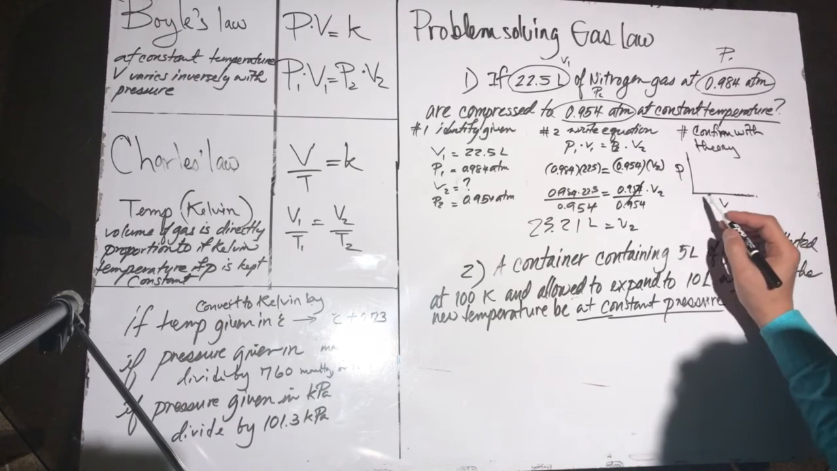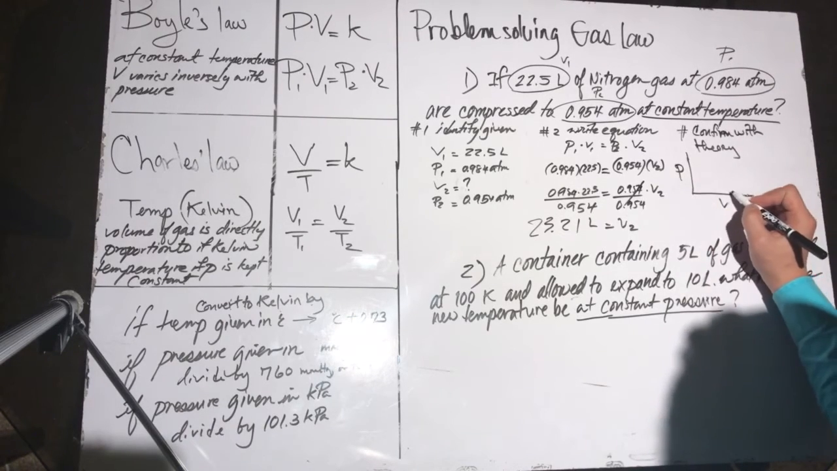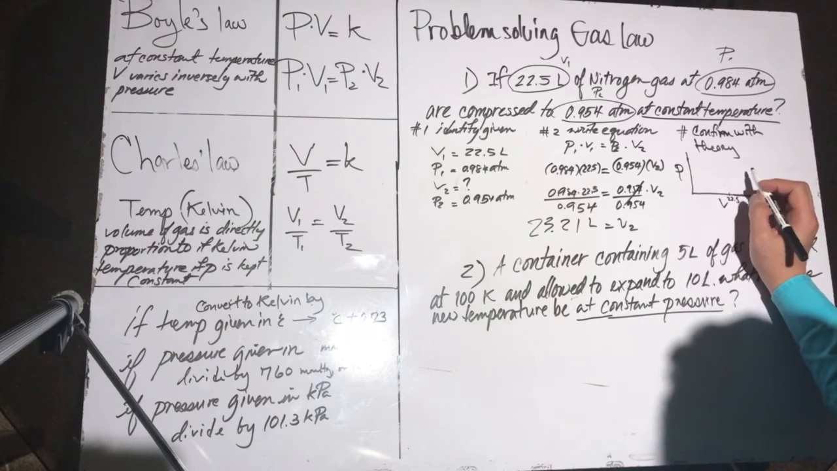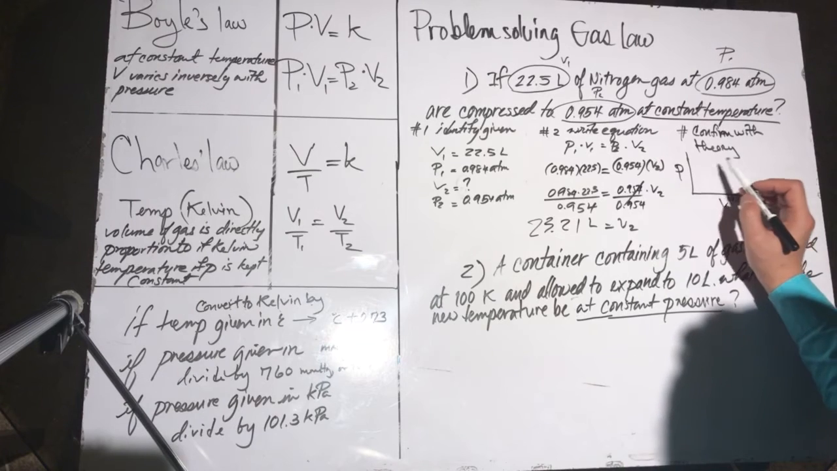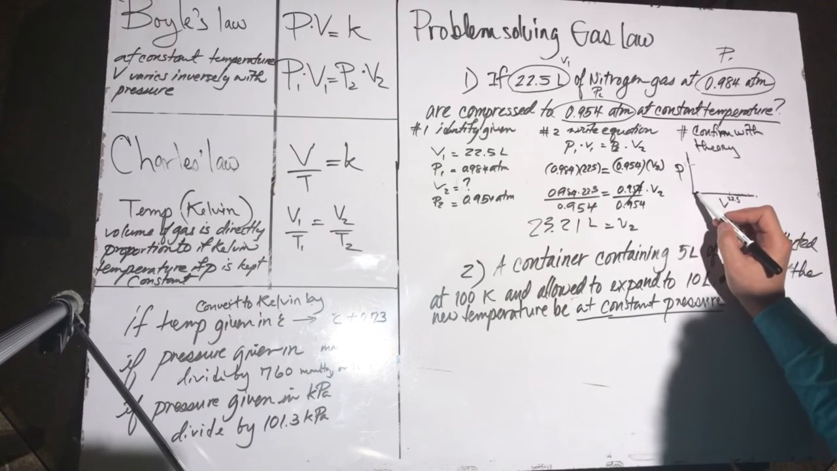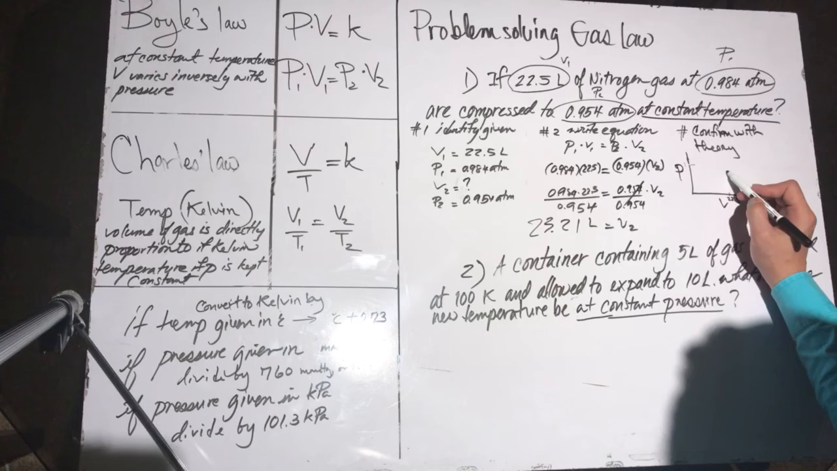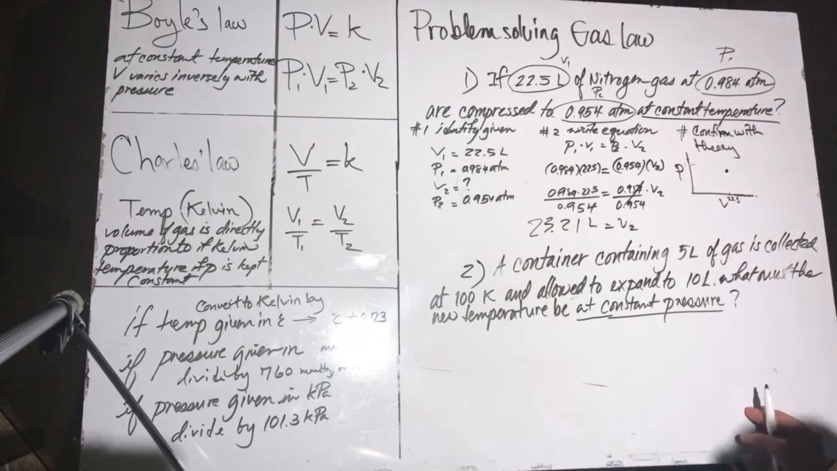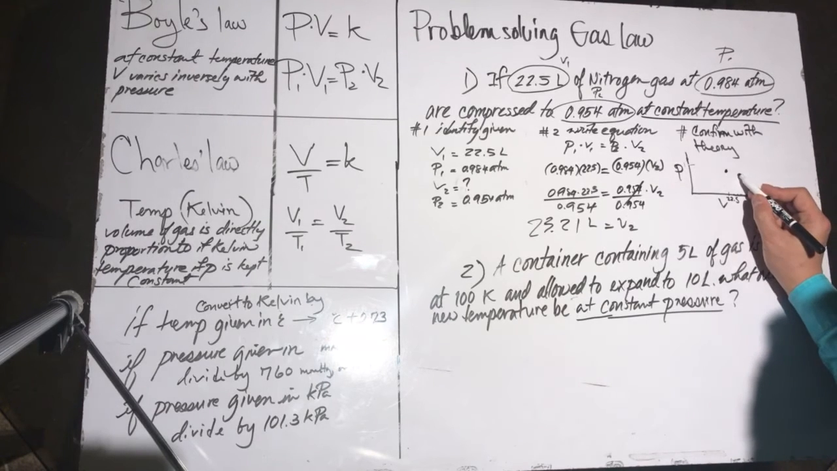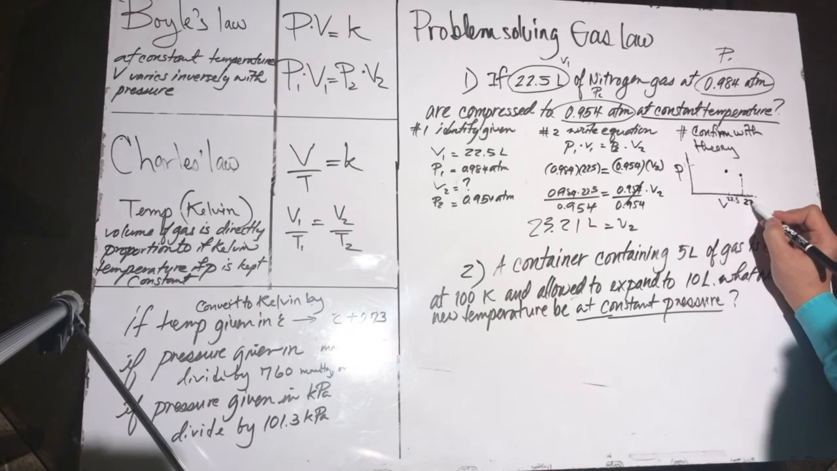Okay, let's double check right here. So our volume is 22.5 right here, right? And the pressure is, I'm just gonna say this is 1, but the first one is right here. But then, you know, when you have less pressure, right here, your volume should be increasing. And the answer is 23.21.